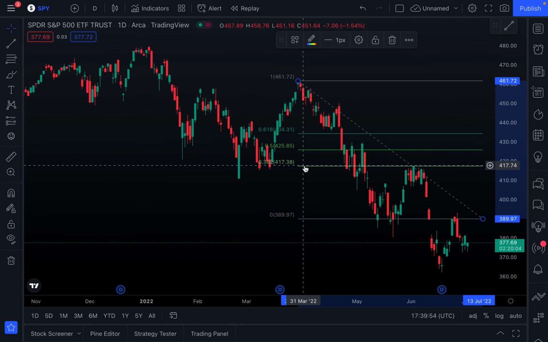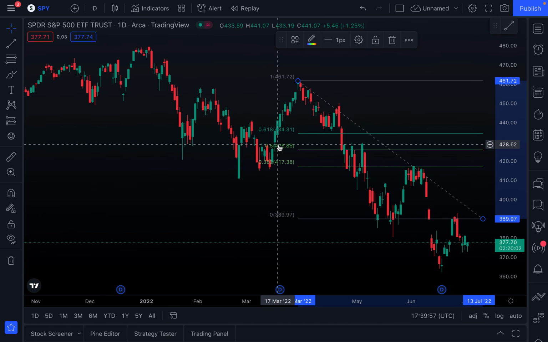Now, one thing to note, guys, is that 0.5 is not a Fibonacci ratio, but it is still heavily used. It is still deemed as very important. That's why it's added here. That's why I leave it on here, okay? But it is not technically a Fibonacci ratio.